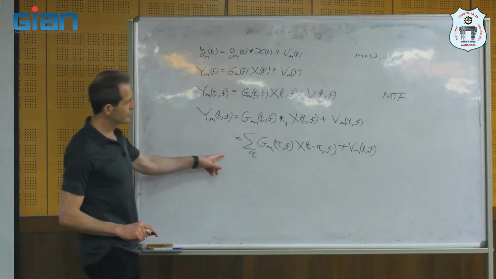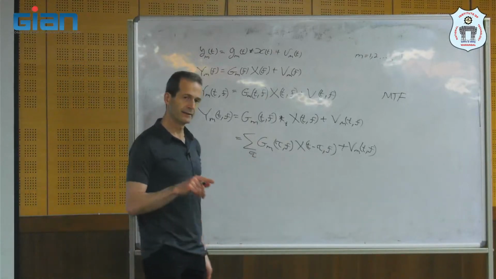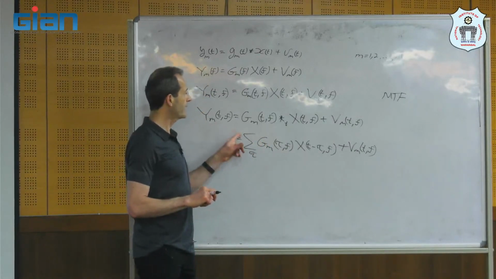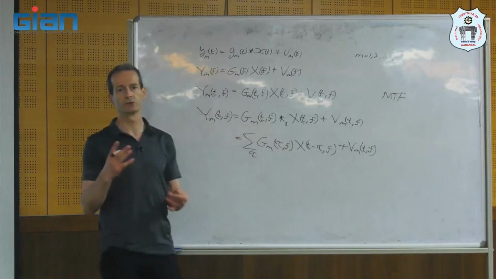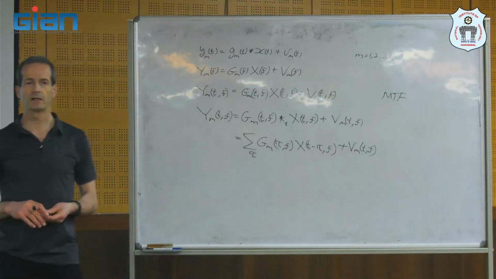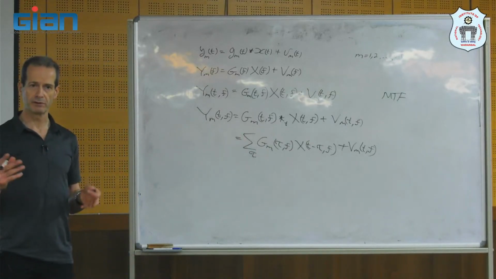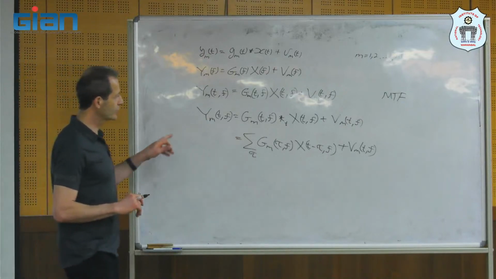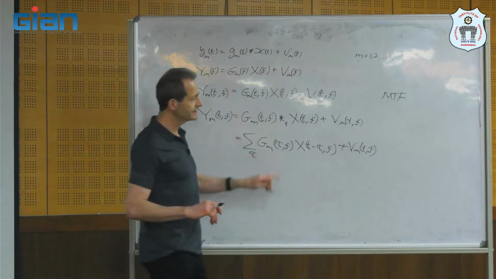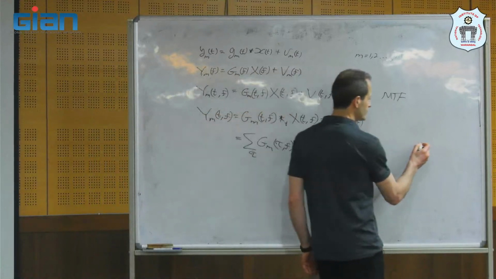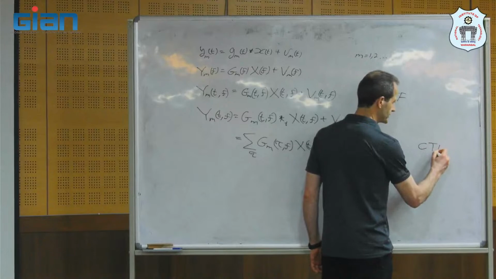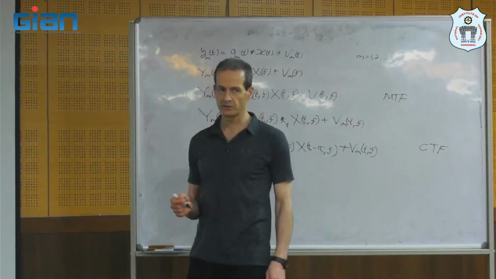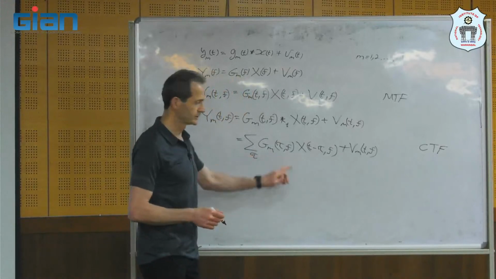You see, it's a convolution in the time axis while f is fixed. So we don't use data from different frequencies. So this is called the convolutive transfer function in the STFT domain. It's convolutive because we use convolution.